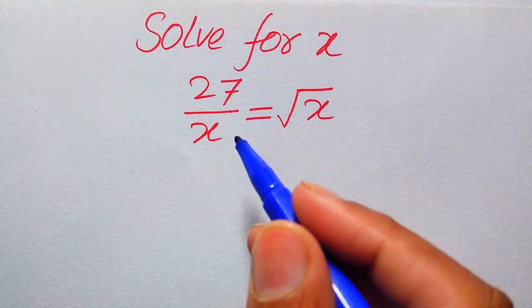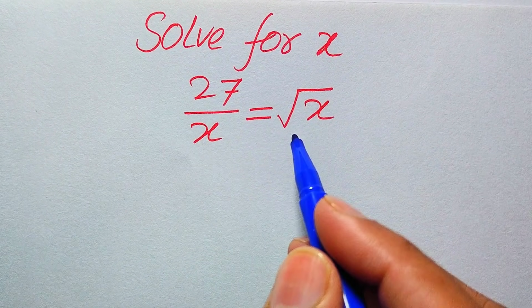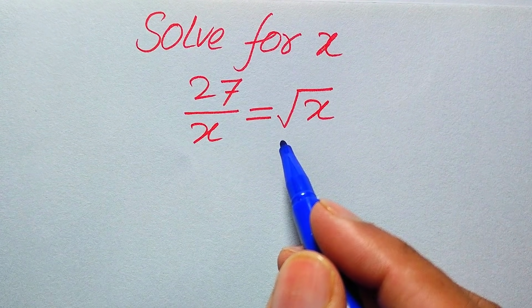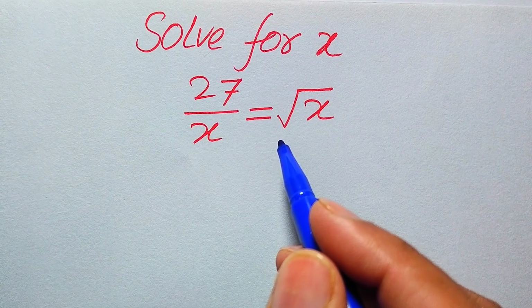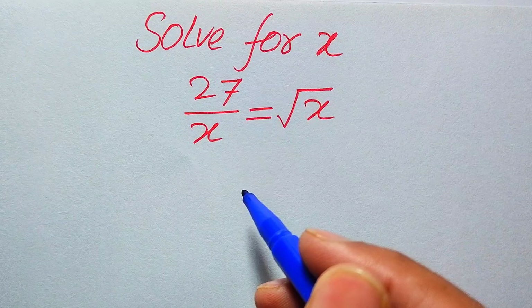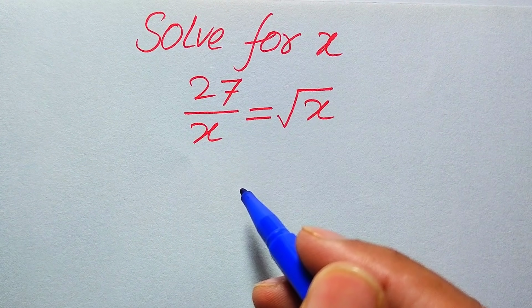So here we have 27 divided by x is equal to the square root of x, and we solve this problem for all the values of x. So here first we need to find all the roots of this equation, and at the last we will verify which of the roots are solutions and which of the roots are extraneous roots.